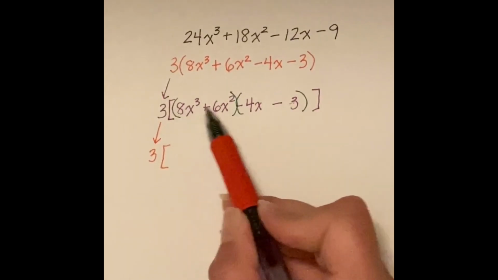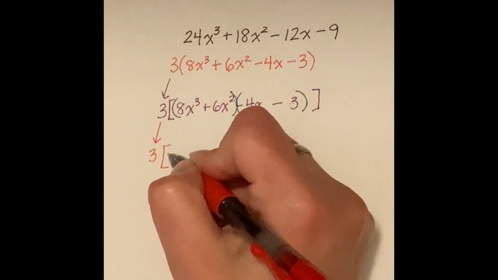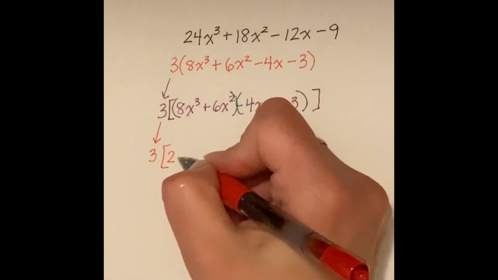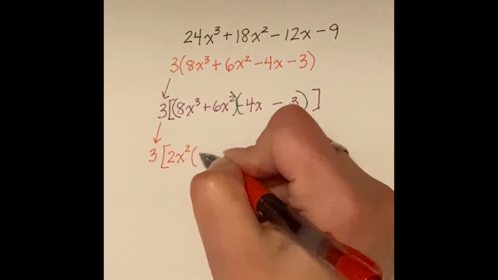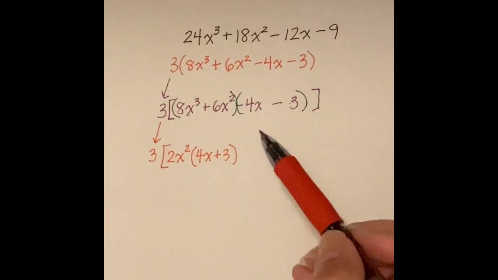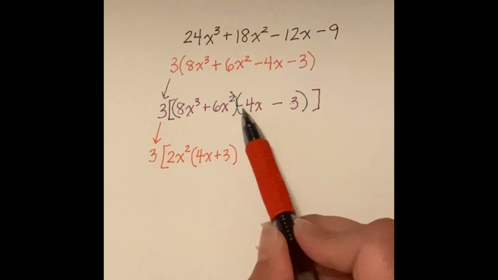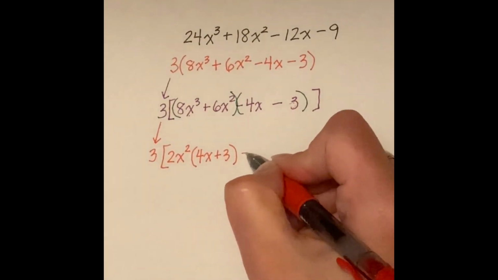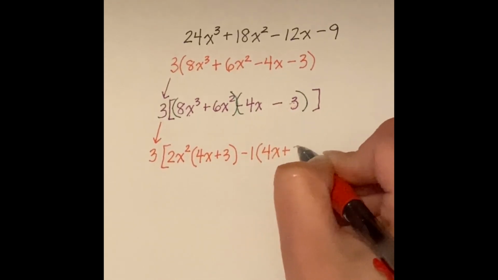The GCF in the first parentheses, I know that 8 and 6 both have a 2 in common, and I see that this is x cubed and this is x squared, so they both have an x squared. Left behind would be a 4x and a positive 3. Then I need to look at this parentheses. Okay, well, they both are negative, but other than that, I don't see anything that they have in common. So I'm going to take out a negative 1. Left behind is a 4x plus 3.